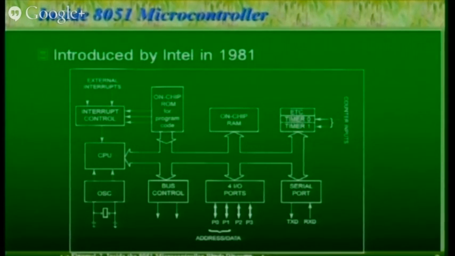And as you can see from here, there is one central processing unit which performs all the computing tasks, and then we have one on-chip oscillator. I'm going to talk more about this. And then we have bus control signals. There are 4 input-output ports. There is one serial port. There are 2 timers, counters, on-chip RAM, on-chip ROM. As we have seen yesterday, the main difference between a microprocessor and microcontroller is that all these things are there in one chip itself. And then there is an interrupt control itself.